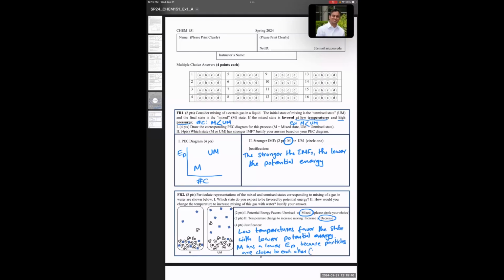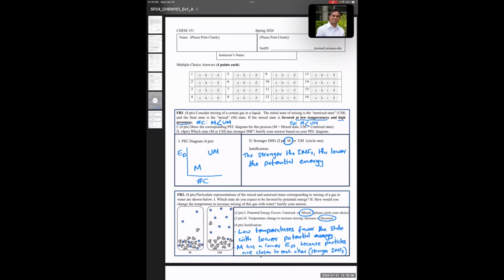So we can write stronger IMFs, or stronger attractive interactions between the particles. Okay, so I think those are the two points which I would mention in the justification. Low temperatures favor the state with low potential energy, and the mixed state has a lower potential energy because you have particles closer to each other. Okay, that should nail it.